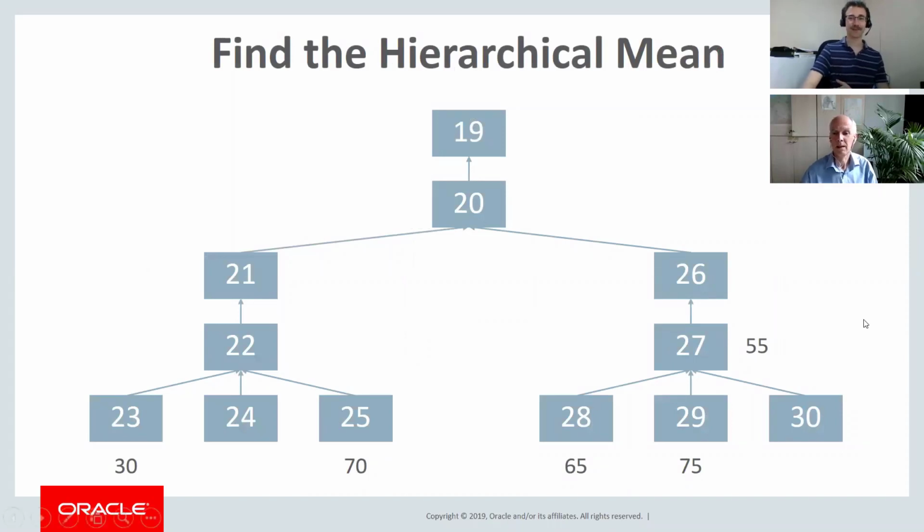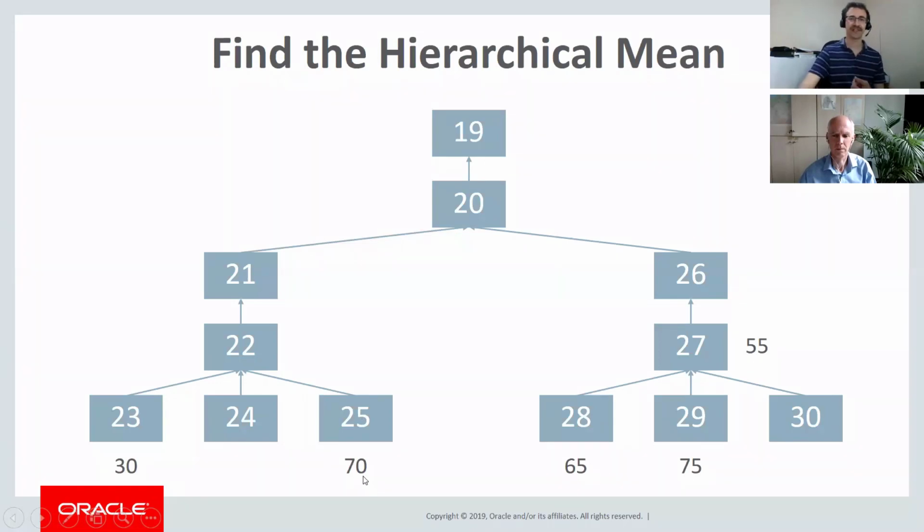And what this is, find the hierarchical mean, is what I've called this. And this was another interesting problem. So we see we've got a hierarchy. We start at the top and work our way down. And you see some of these nodes have numbers associated with them. So we can see 23's got the value 30, 25's got the value 70, and so on.